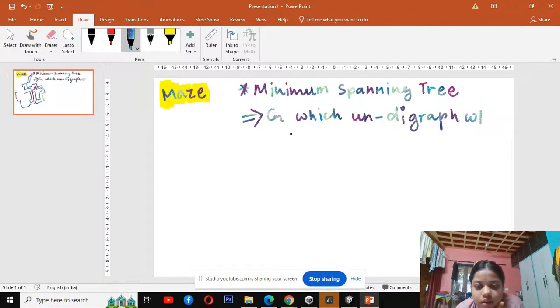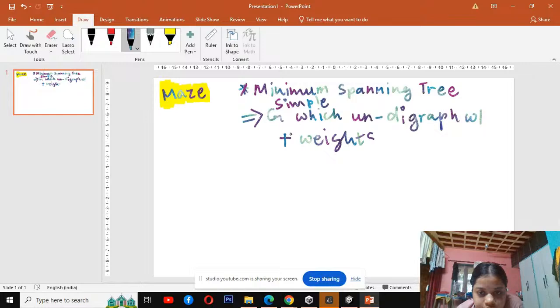So you have something called a minimum spanning tree, G, which is an undirected graph with positive weights. Sometimes there are algorithms to work with negative weights, but I won't get into this. I'm just going for the simplest case of a graph. This is also known as a simple graph with positive weights. What I mean by weights is this. Suppose you have these two nodes, 1 to 2, and this is 10.